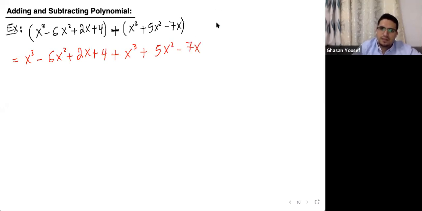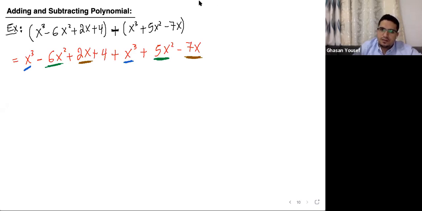Now the second step, I have to combine the variables that have the same power. This one and this one have the same power. And also this one and this have the same power. The power here is 2, the power here is 2. The power here is 3, the power here is 3. For the third one, the power is 1, and here we have one that has the same power, 1. So this one will combine with this one, and the 4 we leave alone. We don't have another number.